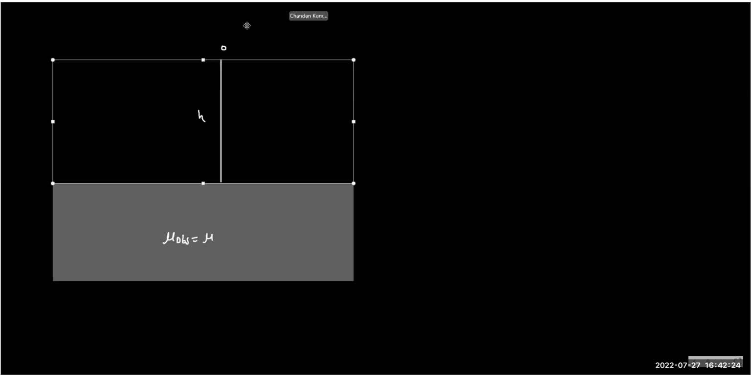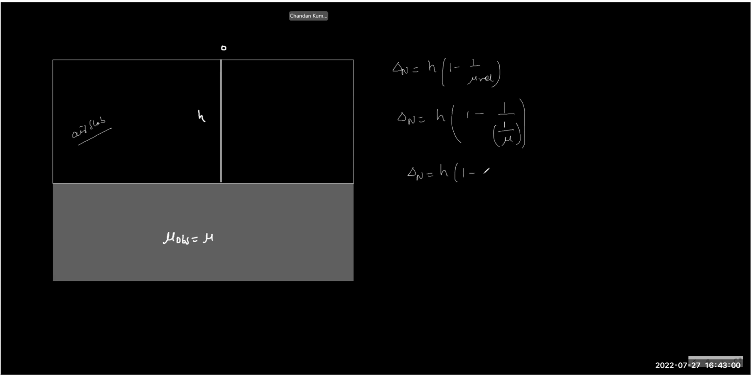Imagine an air slab of thickness h. So what is the formula for the normal shift, if you remember? The normal shift is thickness into 1 minus 1 by mu relative, if you remember. And mu relative is mu of the object upon mu of the observer. So the delta n comes out to be h into 1 minus mu.